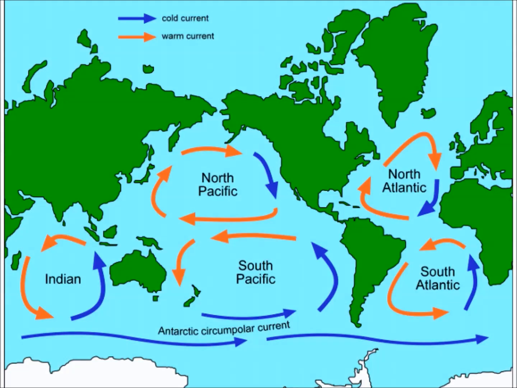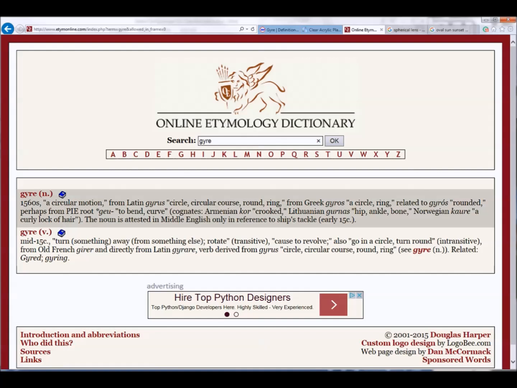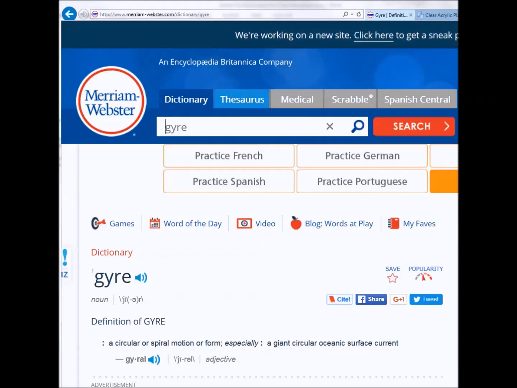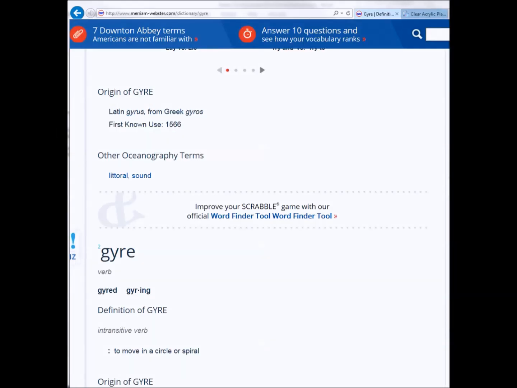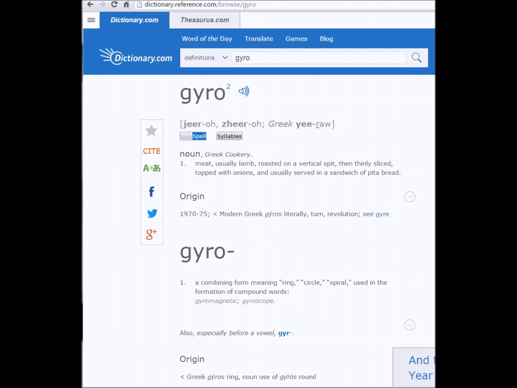The word gyre seems to appear in a shortened form in the word gyroscope. Perhaps an investigation into the word history will reveal some correlation or tie between the ocean currents and the gyroscopic motion of the Earth plane that apparently is taking part, if the evidence of this video is correct.